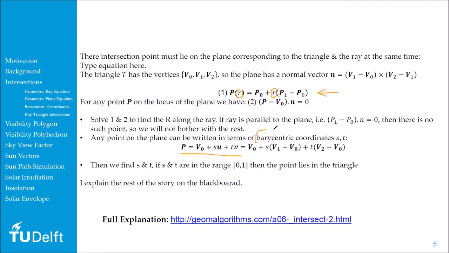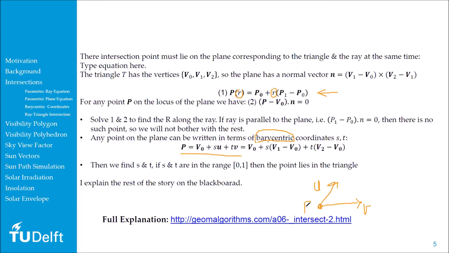You have an origin point and then two directions in which they go. Yeah, so it's kind of like a pair of scissors, isn't it? So U and V. Yeah. Well, what does this have to do with a triangle exactly?